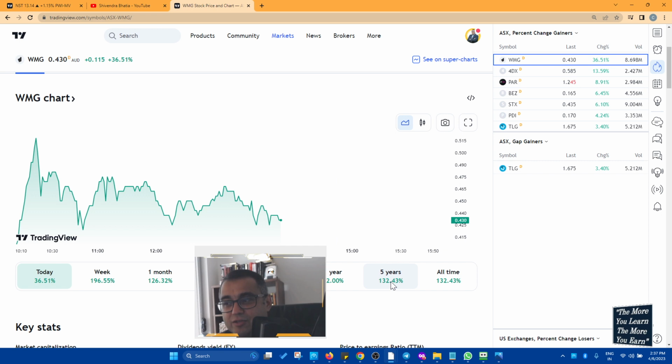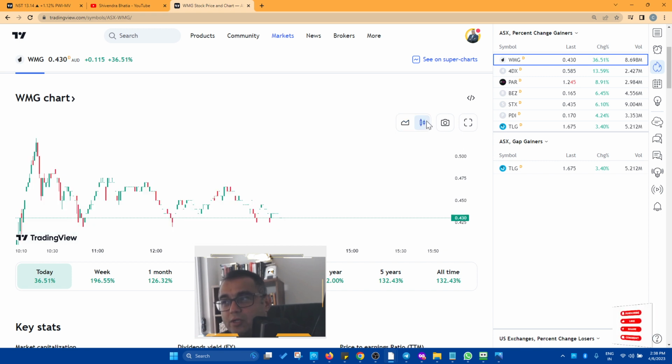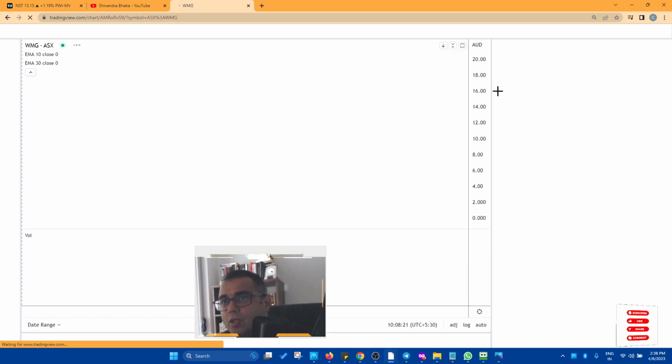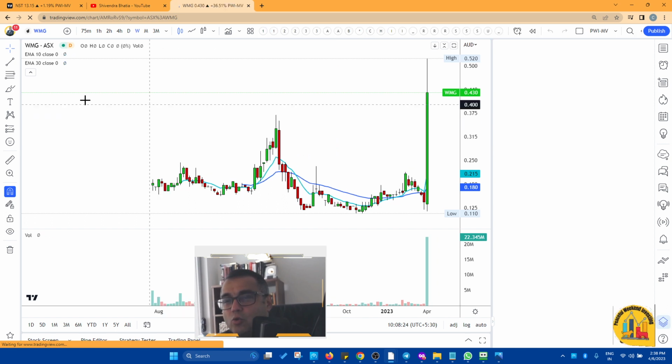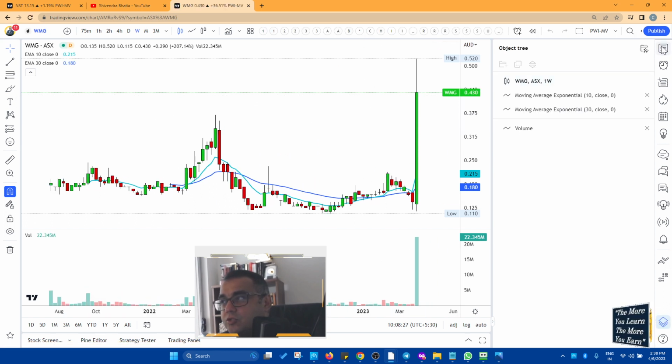So from the last 5 years they've given, so today 36%, and in the last 1 week it's 200% up. So if you had invested 1 week ago, you would have already doubled your money or more than doubled the money, right? So this is the power of the stock market, but you need to know how to go about it. You can simply change it to candles, if you are more familiar with it. But what I do is I go through and look at it more elaborately, and I click on the charts, right? And I want to now look at it from the charting perspective.